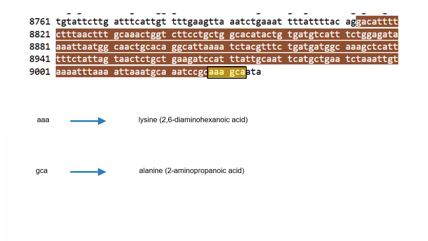Of the gene AMY1A, this is the last bit of code. The highlighted code is the mRNA, the code that is used to produce the protein. Its last 2 triplets of bases are AAA, then GCA. AAA codes for lysine, or 2,6-diaminohexanoic acid, and GCA codes for alanine, 2-aminopropanoic acid. The reaction video showed how they could combine to create the final dipeptide that makes up this protein.